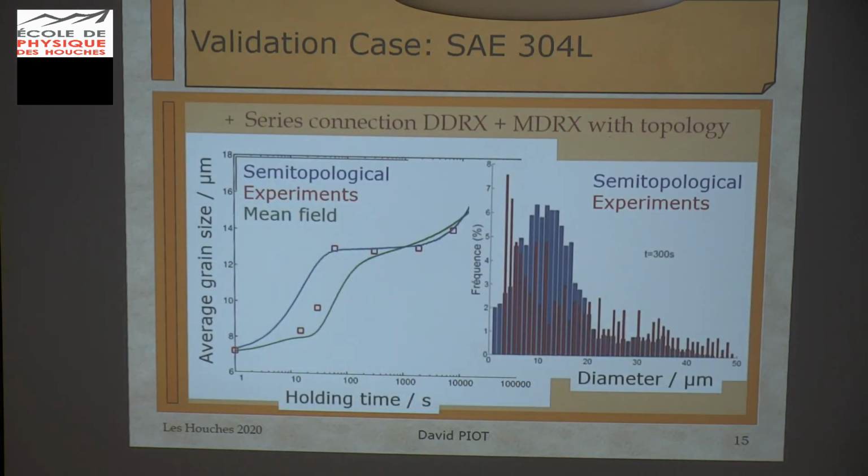For the metadynamic recrystallization during a holding time, here you have the experimental average grain size and the two kinetics coming from the standard model and the semitopological model, so both are quite correct. And here you have a comparison of the semitopological grain size prediction with the experimental one after 300 seconds. So it's not perfect, but it's not so bad.